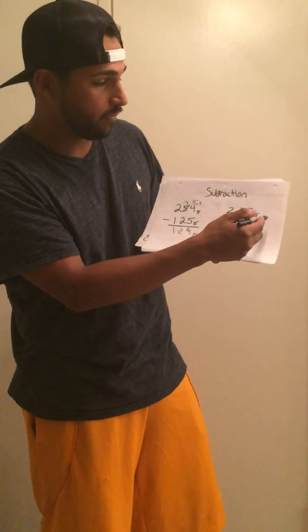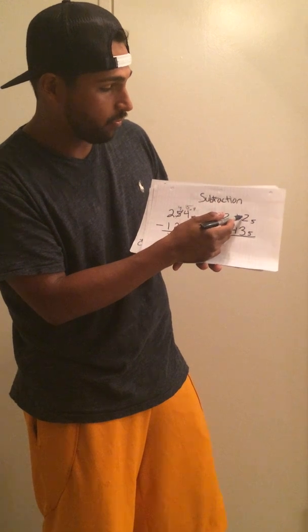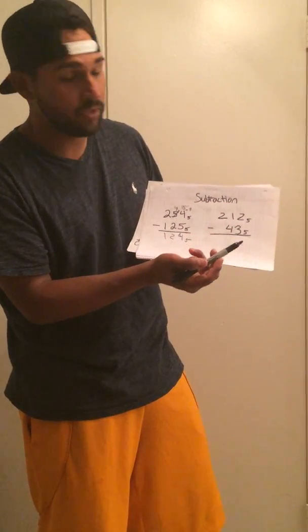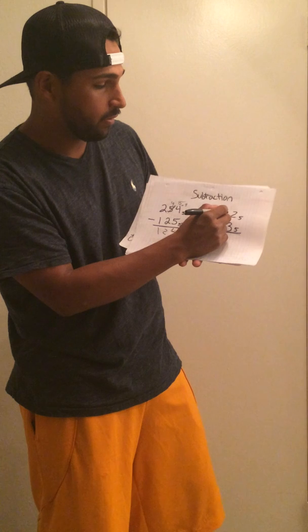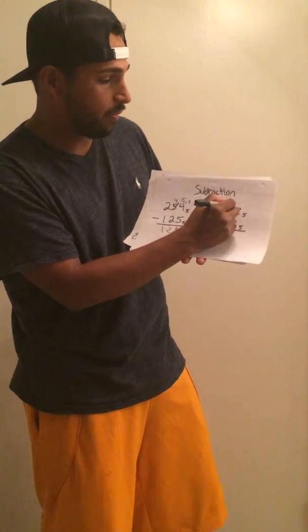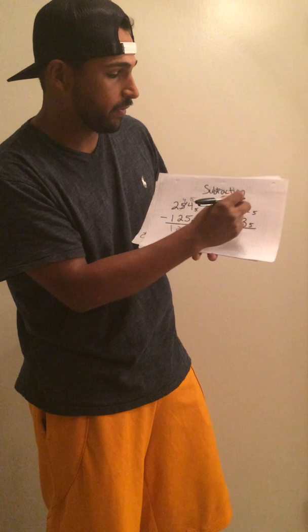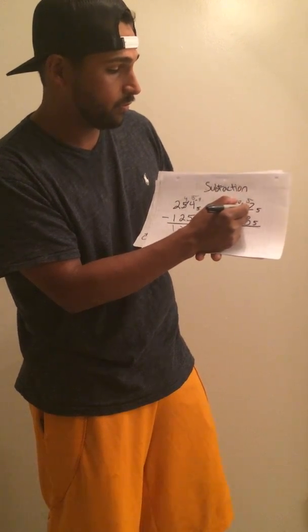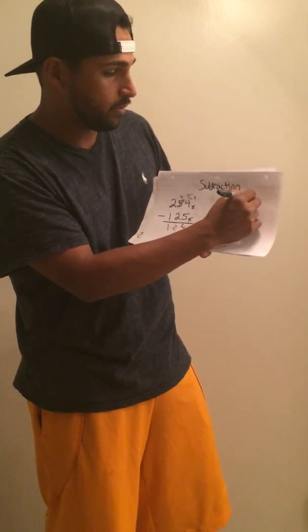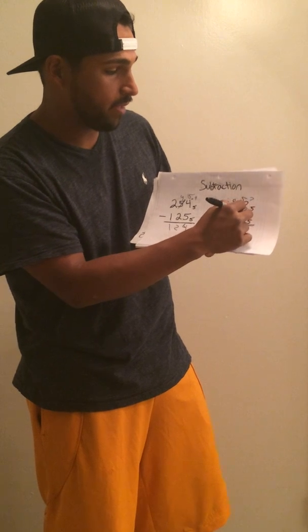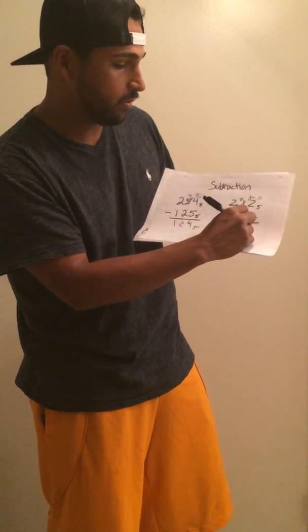And again, we start from right to left. So right here is 2 minus 3, which you can't do. So you take away that 1, and that 1 goes to 0 because that's subtraction. And we bring over 5. So 5 plus 2 is 7. So 7 minus 3 is 4.